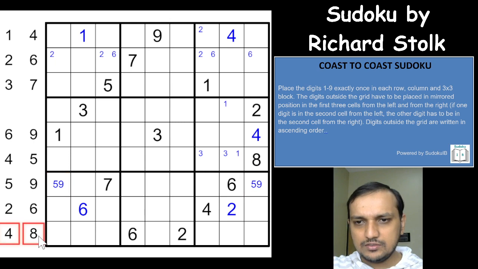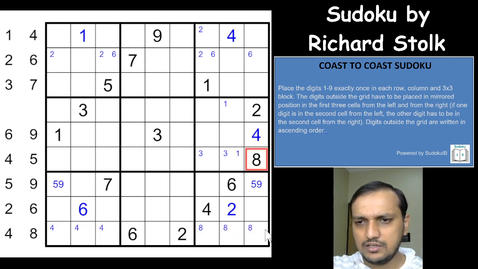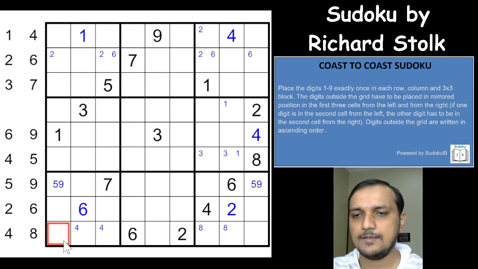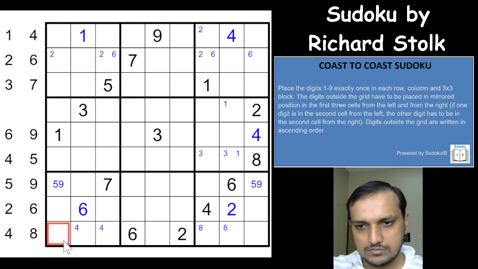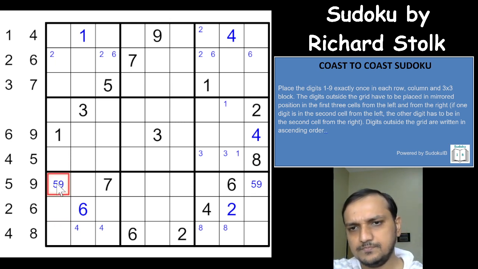4 and 8. The same thing we can work on. 4 cannot be here. So 4 would have to be in one of these 3 cells. 8 would have to be in one of these 3 cells. You already have an 8 here. So which means you can eliminate 4 also from this cell. Okay. 5 9 is done.